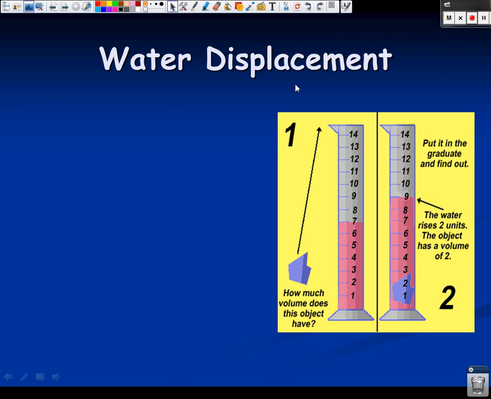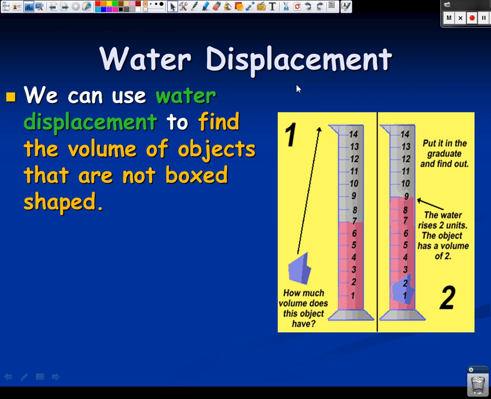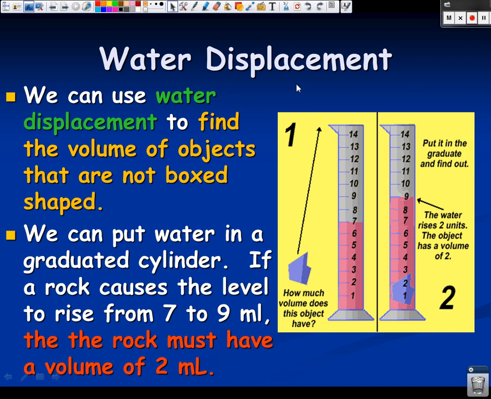Water displacement. So if you need to know the volume of a dead body, just kidding, that was a joke.